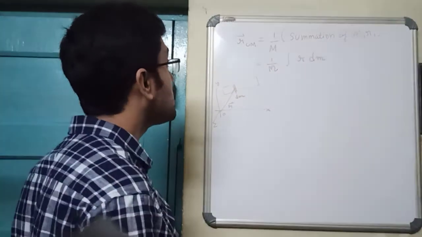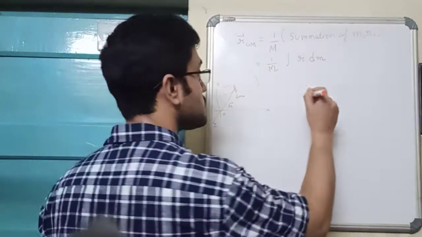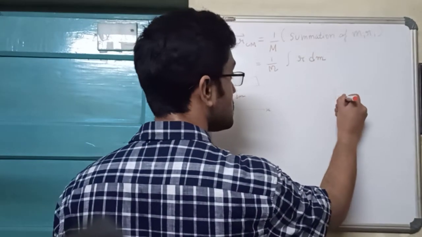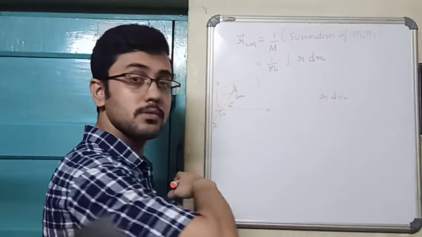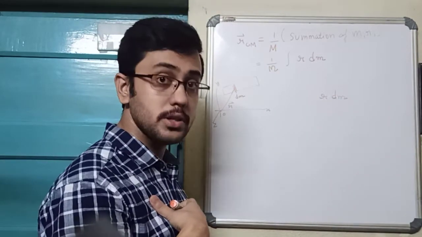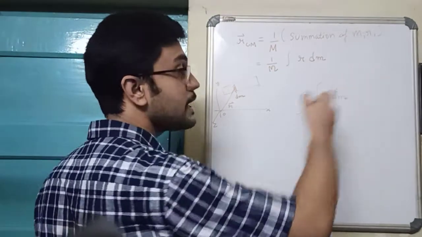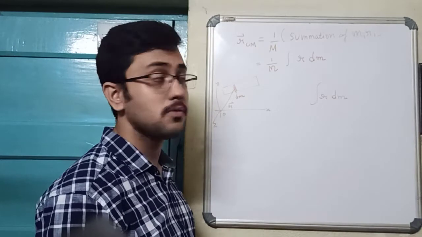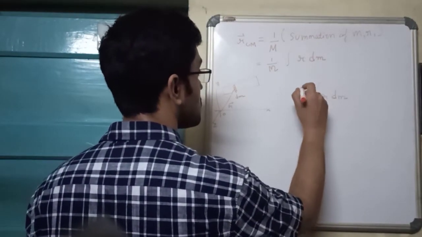So if we are finding out center of masses of this kind of continuous mass distributions, what we will do, we will take a small amount of mass, we will locate the position vector of that small amount of mass with respect to our chosen origin of the coordinate system, and then we will integrate that over the entire dimension of the system that we are considering and divide that by the total mass of the system.